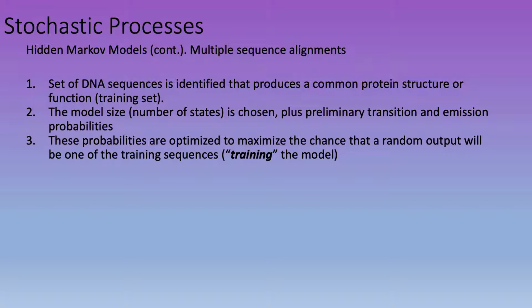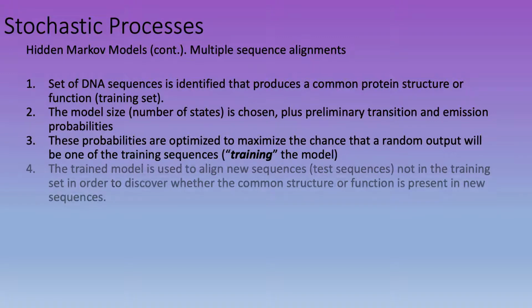Once we have those probabilities in place, once we have that model in place, what we would do is then go through and optimize the probabilities. And what that means is that we're going to try to maximize the chance that if I was just to generate something random out of that model, it would actually be one of the training sequences. And this is called training the model. So I'm going to train the model so it reproduces the actual data that I initially started with.